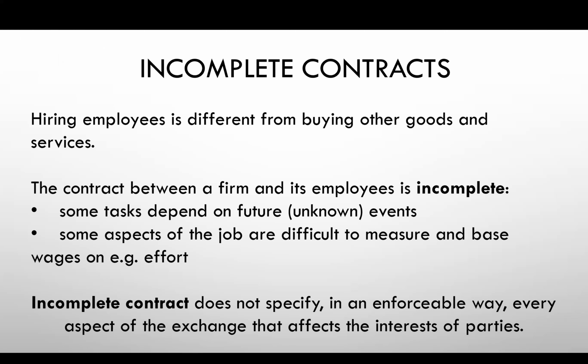So, an incomplete contract does not specify in an enforceable way every aspect of the exchange that affects the interests of parties. That is a problem when setting wages because you cannot know how hard that employee is going to work, how much he's going to provide. You sort of gamble on it, and that can lead to problems during negotiations.